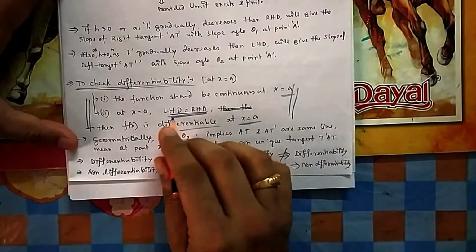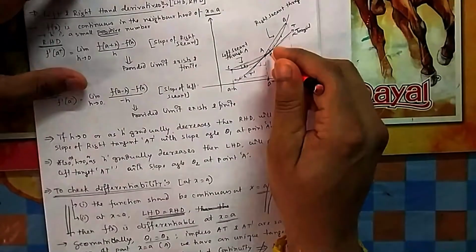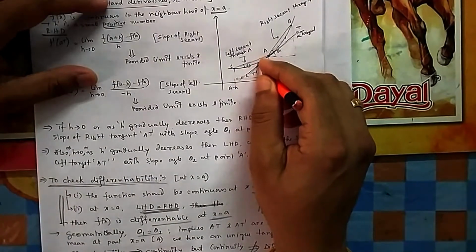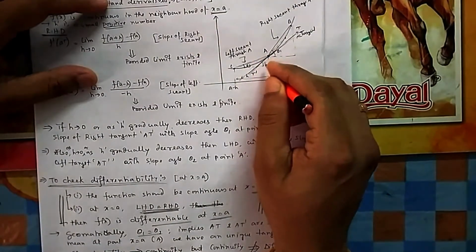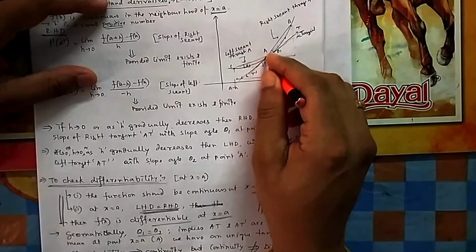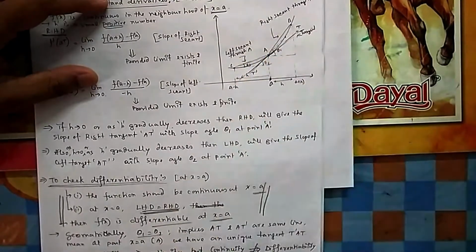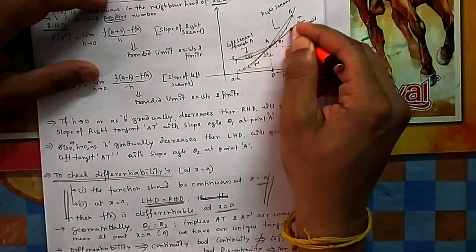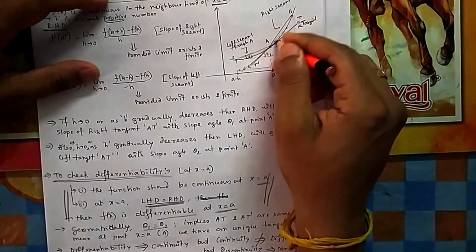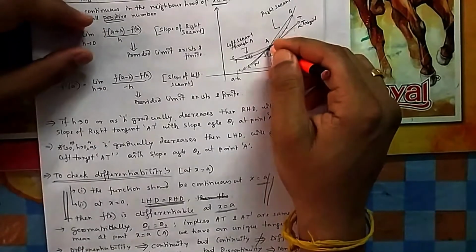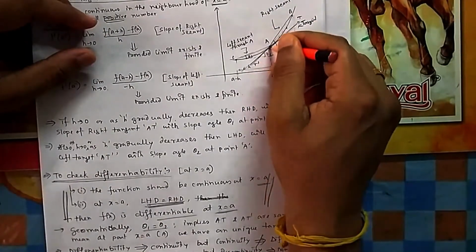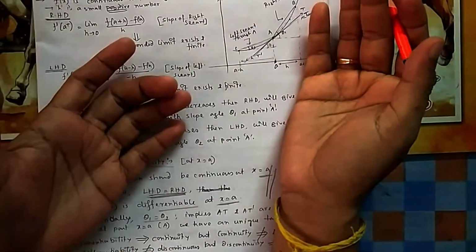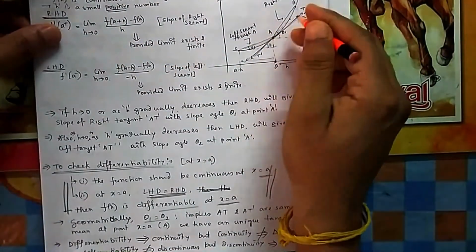Geometrically, what does it mean if these two are equal? If you come here also, this was coming very close to this, then this angle was theta 2 and this was theta 1. Geometrically, if theta 1 and theta 2 are the same, that means it is the same line. AT and AT dash are the same line, making the same slope. That means you are drawing a unique tangent at the point A if both are equal. Otherwise there will be two tangents at A, one on the right side, one on the left side. If both are equal, then it is the same tangent.